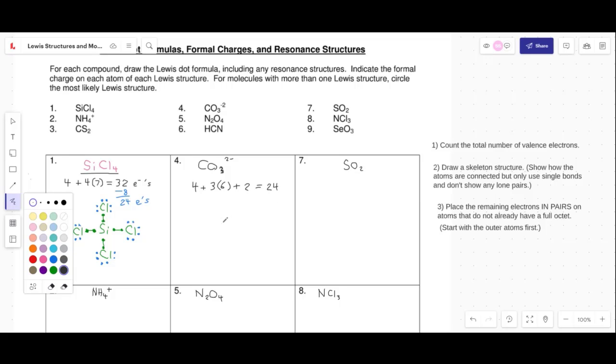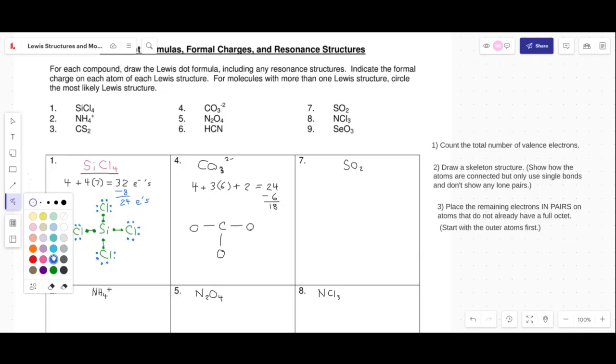Now I'm going to draw my skeleton structure. Carbon is listed first. I can assume that's the central atom, which means there's going to be 3 oxygens attached to that carbon. Now, how many valence electrons have I used up with the skeleton structure? 6. That's right. Each bond is a shared pair, 2 electrons. I have 3 bonds, so I've used up 6 valence electrons, which means I only have 18 valence electrons left.